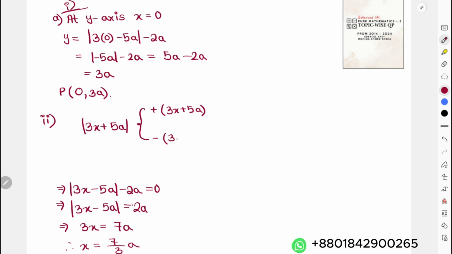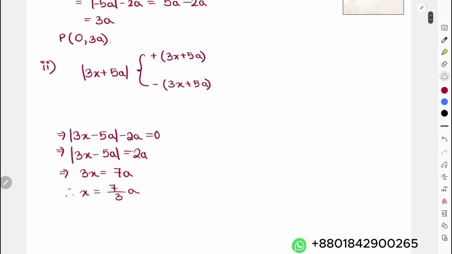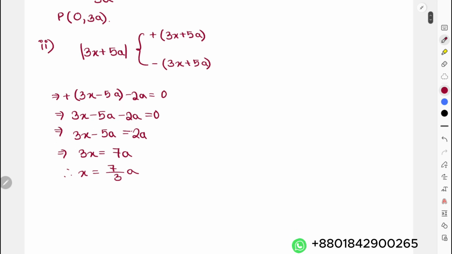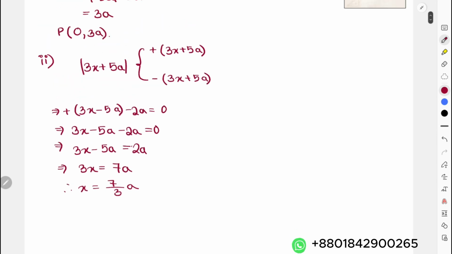3x plus 5a. So now we did the calculation for your positive function, right? This is for the positive function, which was actually plus 3x minus 5a minus 2a equals to 0, right? So this was for the positive function, and now we have to carry on with this for the negative function as well.